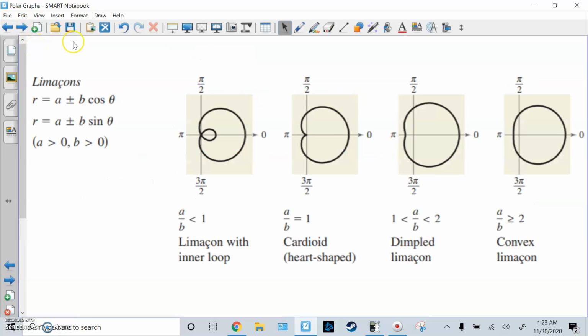Here are the limacons. When you have r equals a plus or minus some number times cosine or sine of theta, you get these things. You have the inner loop, the cardioid, the dimpled, and the convex.